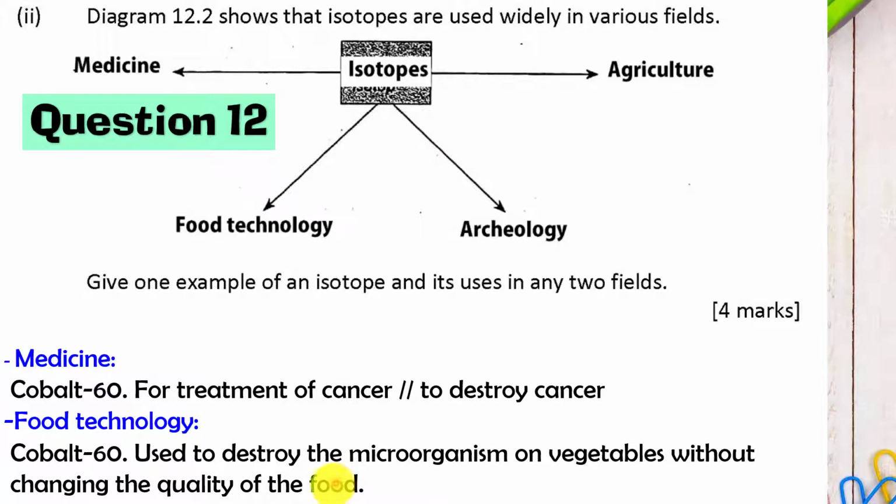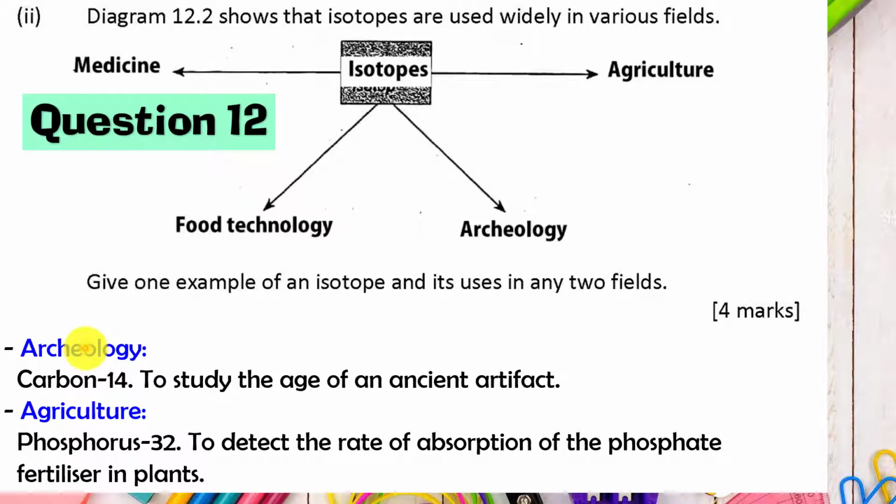So if you say I want to give agriculture, okay, I also give you an example for agriculture. Okay, let's see the agrology first. So for agrology, we use carbon 14. Okay, carbon 14, you can study the age of the ancient artifact. That means for the artifact, how many years ago it died, you can check by tracing the carbon 14. Okay, agriculture, there's phosphorus 32. Okay, phosphorus 32 is for the plantation.